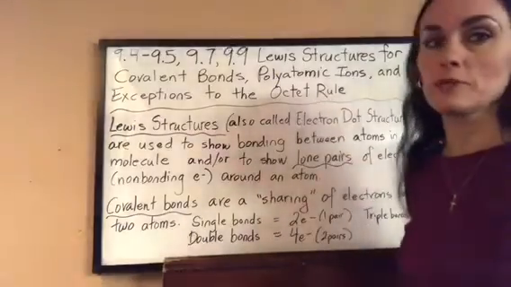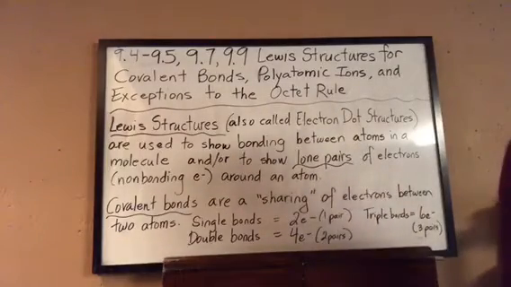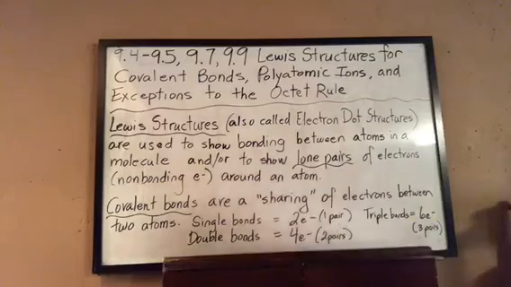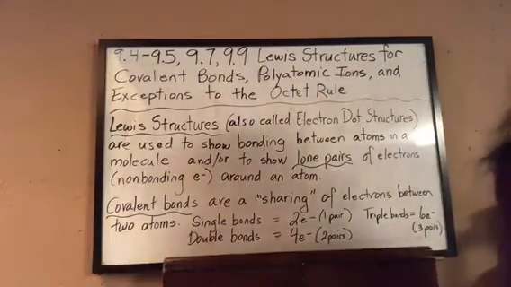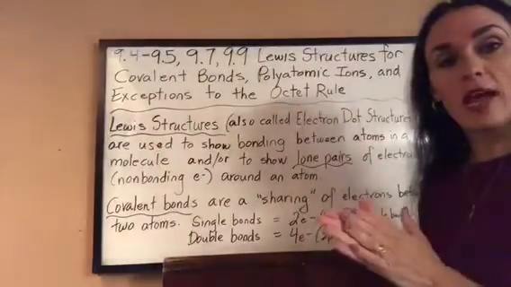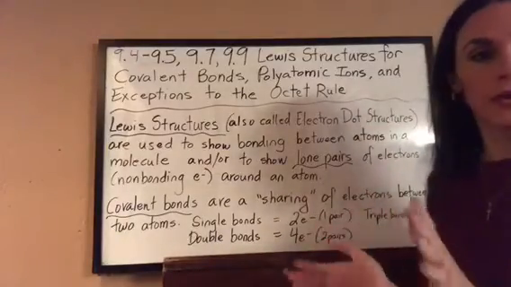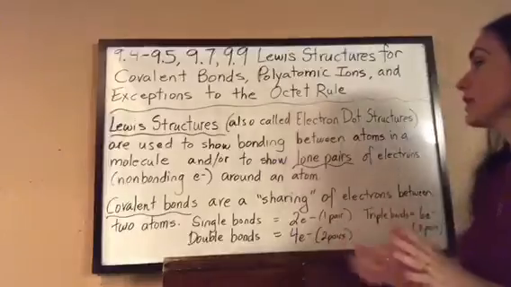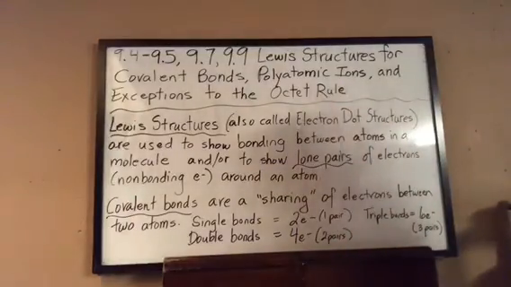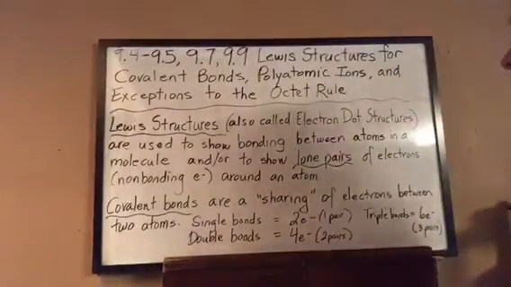Lewis structures are sometimes called electron dot structures. Lewis structures give credit to the scientists who developed this technique to represent bonding in molecules in a two-dimensional way. Not all molecules are flat, such as on a board or on a piece of paper. Some are, but a lot aren't. But this is a way to show the bonding between atoms in a molecule, and or to show the lone pairs of electrons which are non-bonding around an atom.